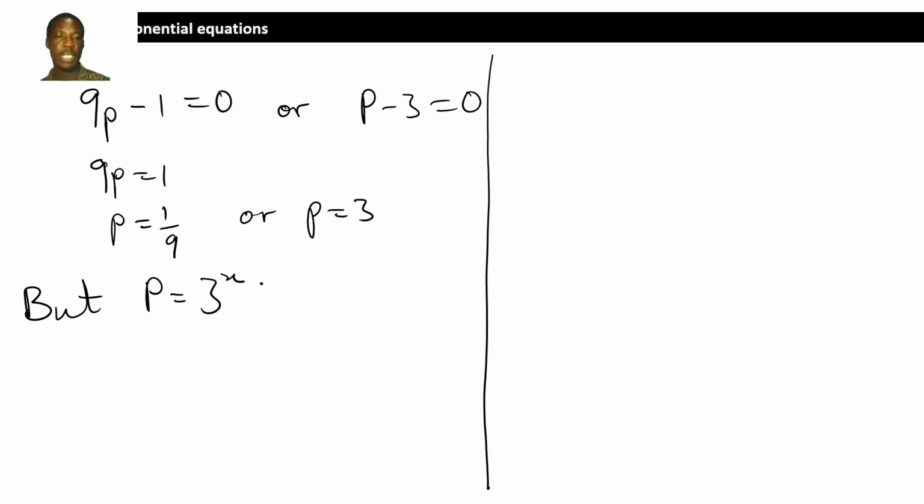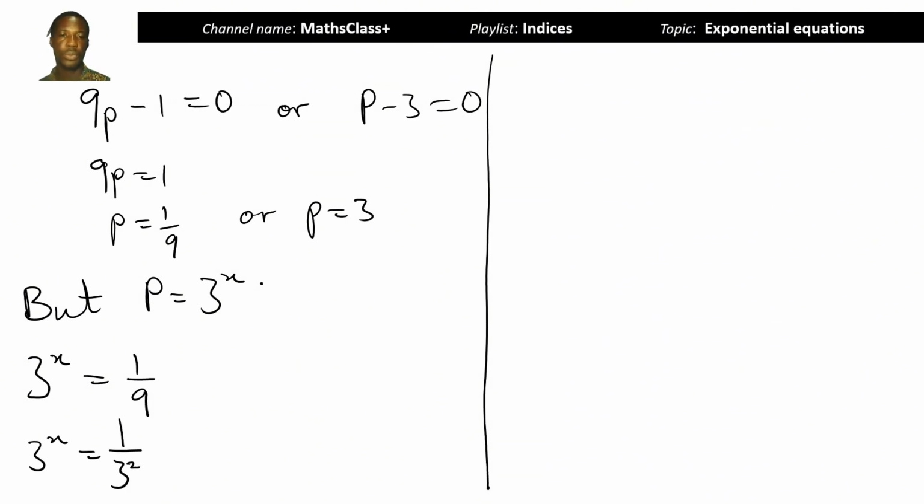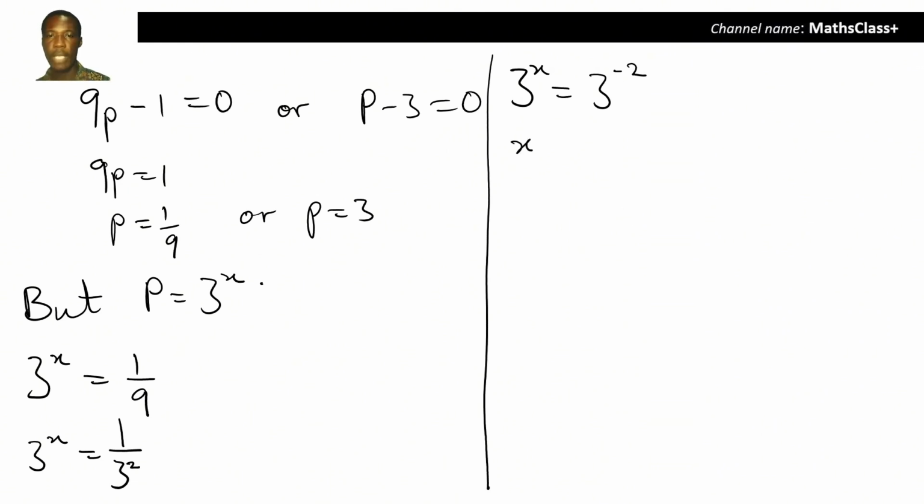That means that when we say p is equal to 1 over 9, it means we have 3 to the power x is equal to 1 over 9. And this we can simplify as 3 to the power x is equal to 1 over 3 to the power 2. That gives us 3 to the power x is equal to 3 to the power negative 2. I hope you remember this one. So our x is equal to negative 2.